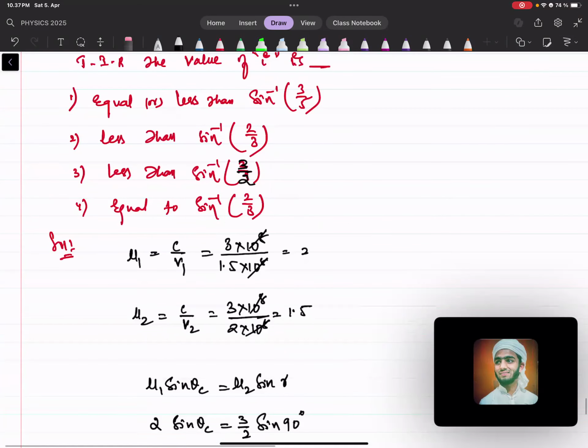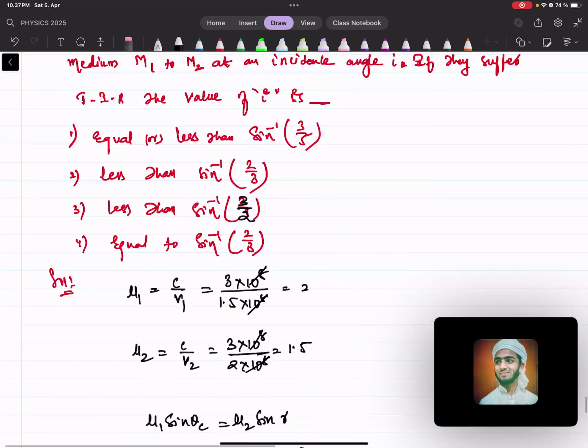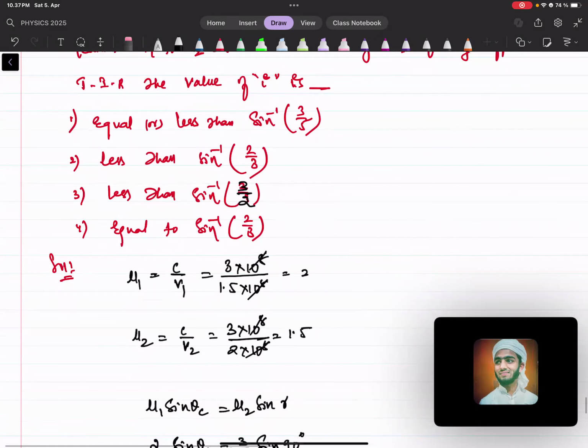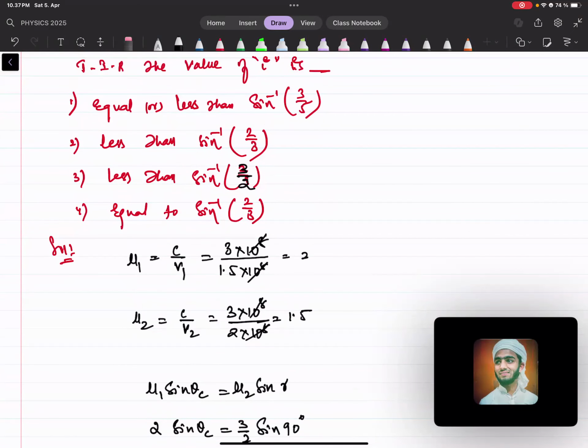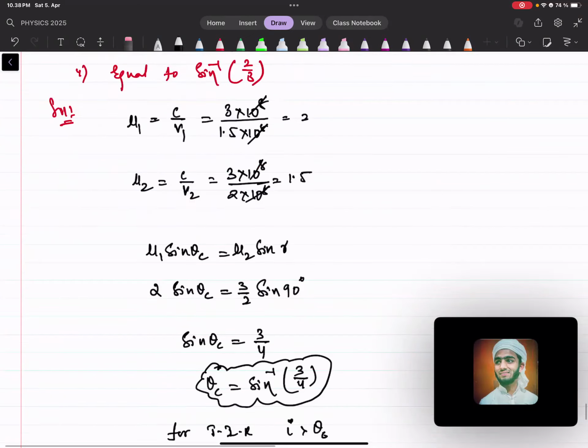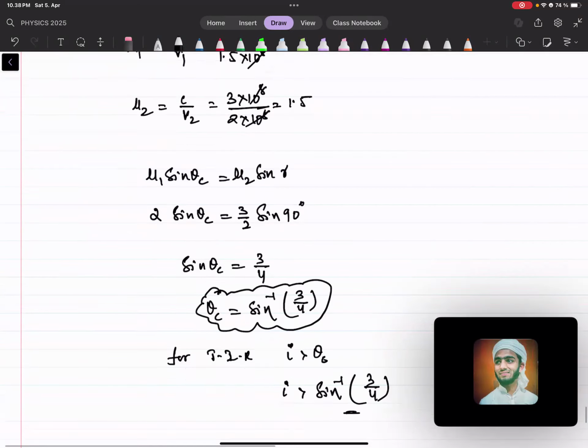Critical angle 3 by 4, equal or less than 3 by 4. The value must be equal to... Nothing, no option is matching there. It should be greater than sine inverse of 3 by 4.